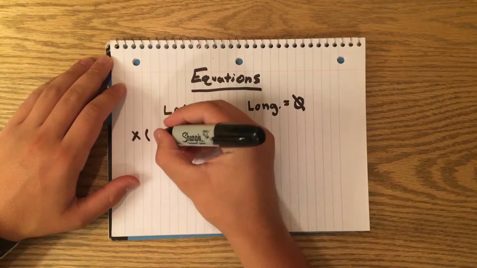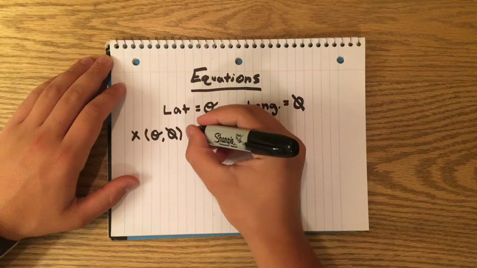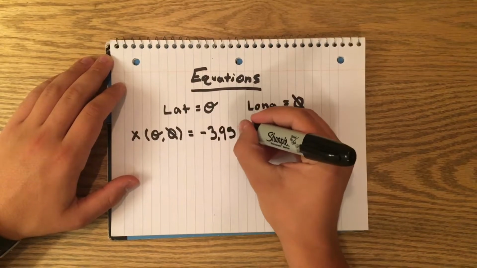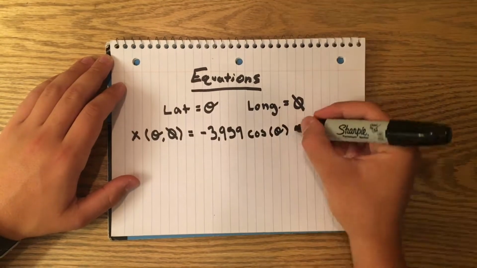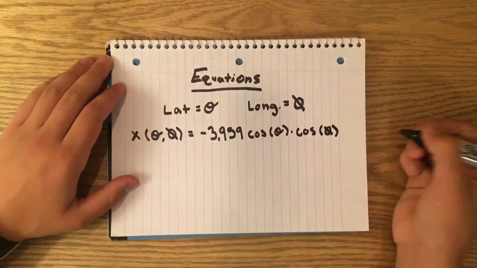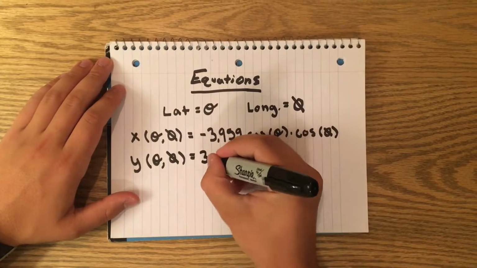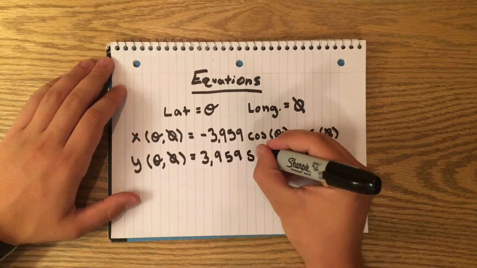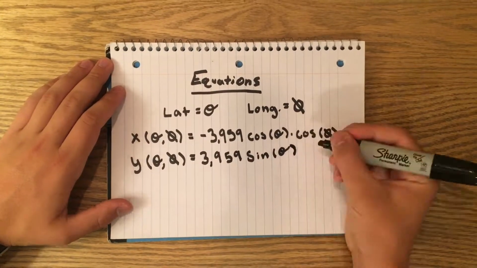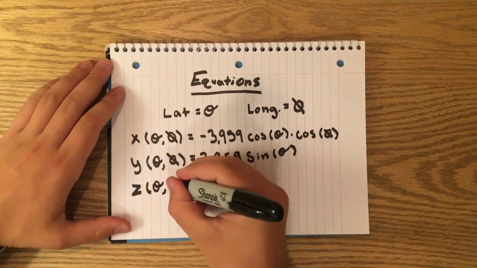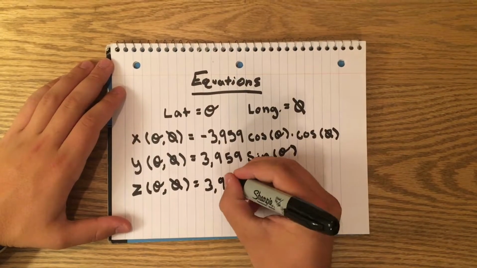We then found the equations for converting longitude and latitude into Cartesian form, which are x of theta comma phi equals negative 3,959 cosine theta times cosine phi. Y of theta comma phi equals 3,959 sine theta. Z of theta comma phi equals 3,959 cosine theta times sine phi.